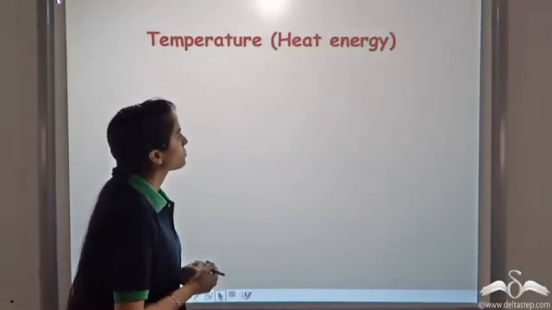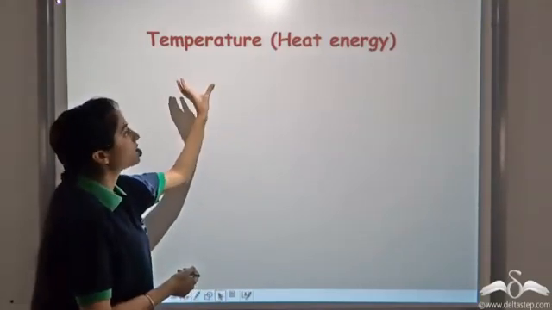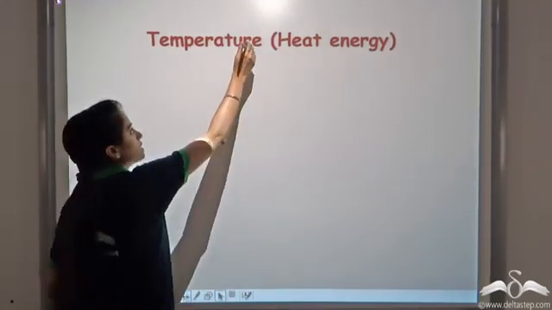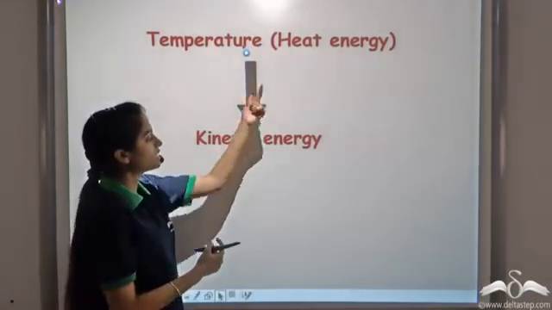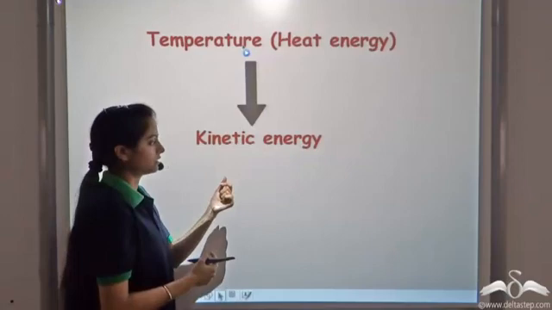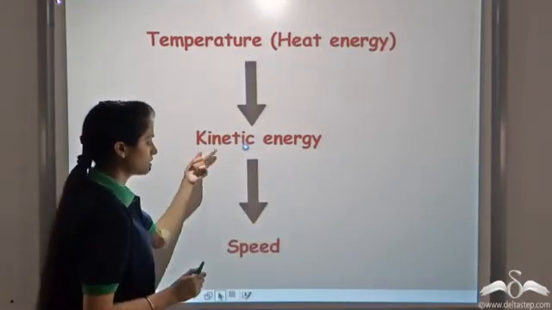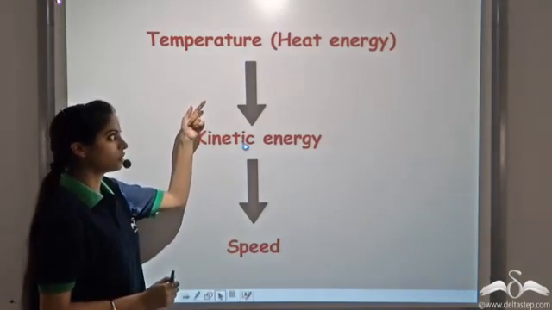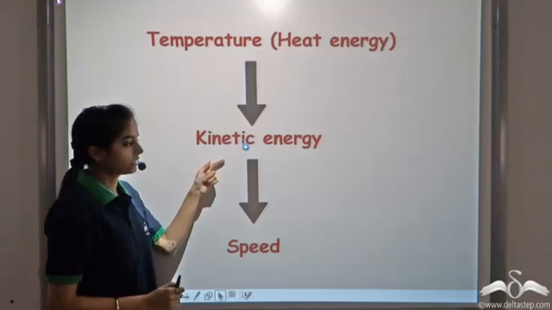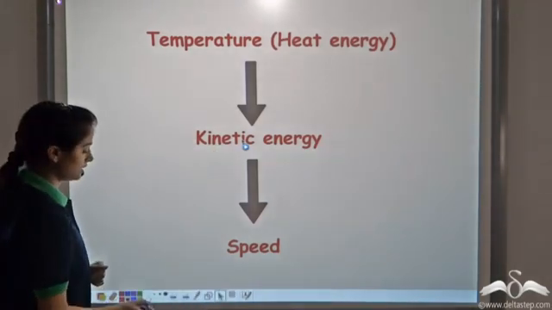Let's see. As we provide heat energy to the particles, that is, we increase the temperature, this extra heat energy changes into the kinetic energy of the particles. As the kinetic energy of the particles increases, so does the speed of the particles. So increasing the heat energy increases their kinetic energy, which in turn increases the speed of the particles. Let's see how it takes place.